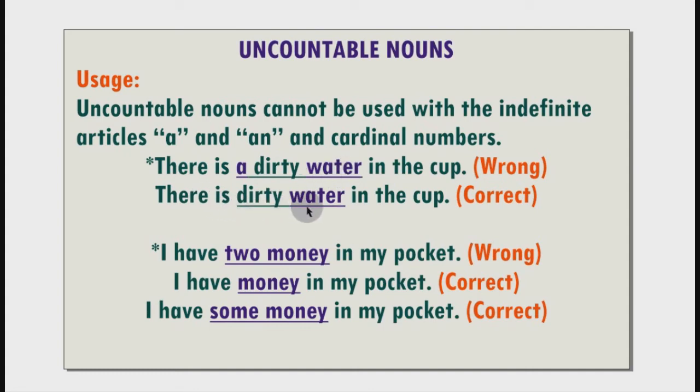It's supposed to be there is dirty water in the cup, because the article a cannot be used for an uncountable noun. Here, I have 2 money in my pocket. 2 money. This particular 2 renders the sentence incorrect. It's supposed to be I have money in my pocket. Or if you think that does not sound nice enough, you can say I have some money in my pocket.